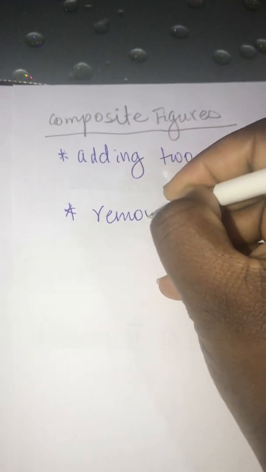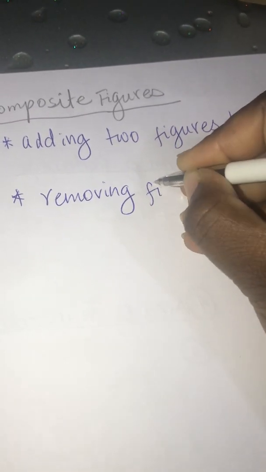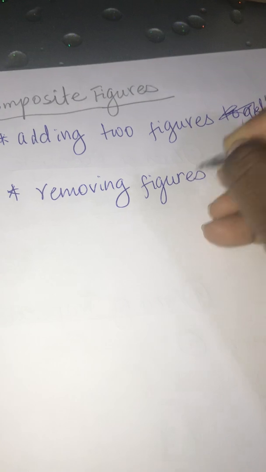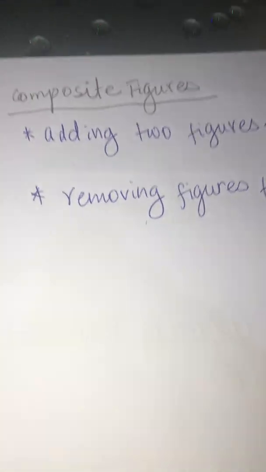How did I spell this? Together. You're adding two figures together, or you're removing figures from another figure, or from a given figure. Okay? So, like it says here, adding, that means you will plus. Removing, that means you will subtract. So we will see some examples we have.